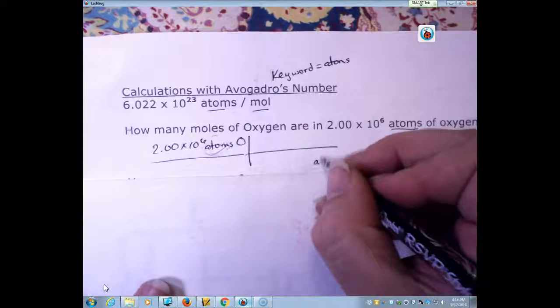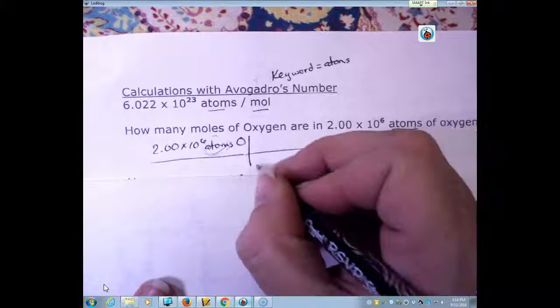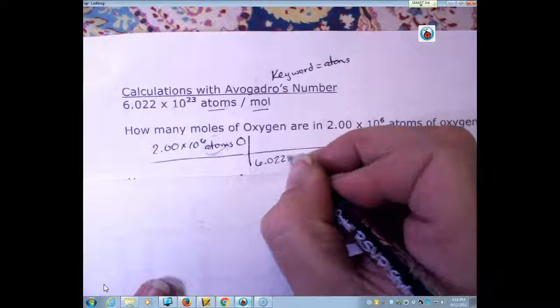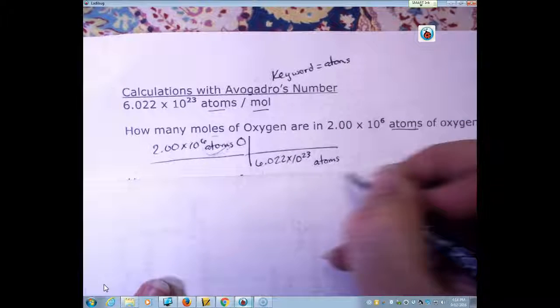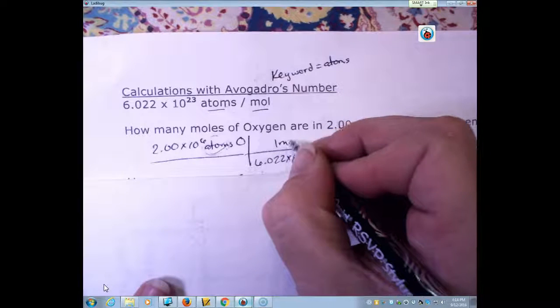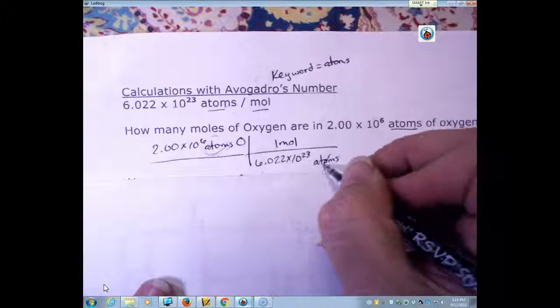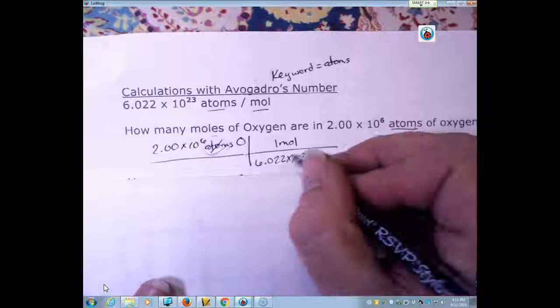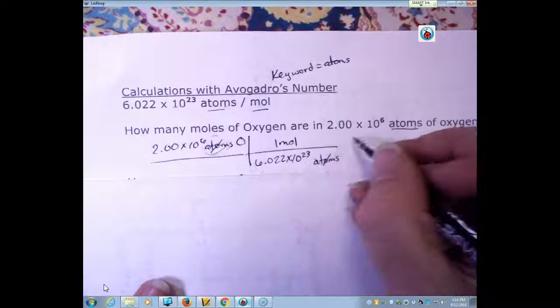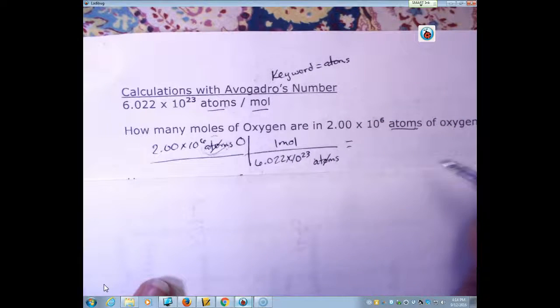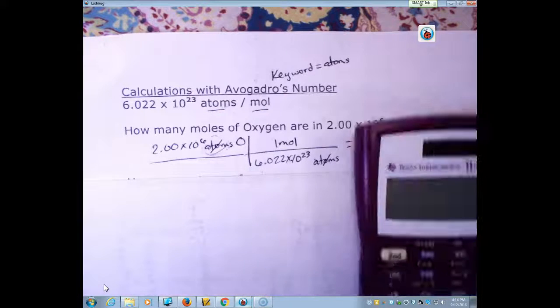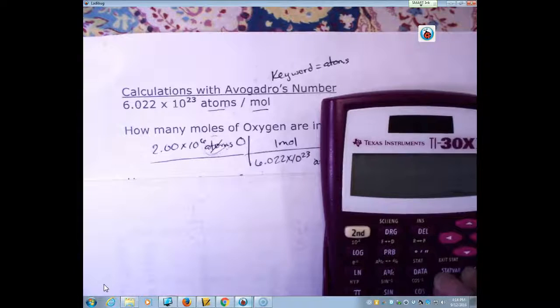Atoms are here, atoms have to go here, and so it's 6.022 times 10 to the 23rd atoms in 1 mole. Again, it's going to be in 1 mole. Do not forget, that word atom is tied to this number. Now you're going to plug this into your calculator. You want to make sure that you're using the EE button correctly, so I'm going to show you what it's going to look like in your calculator.